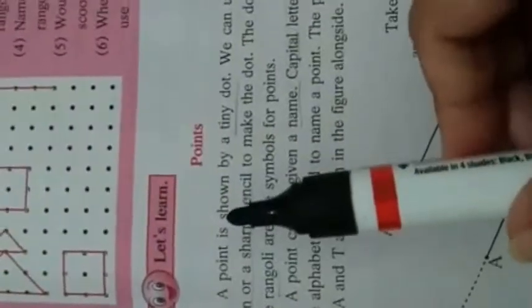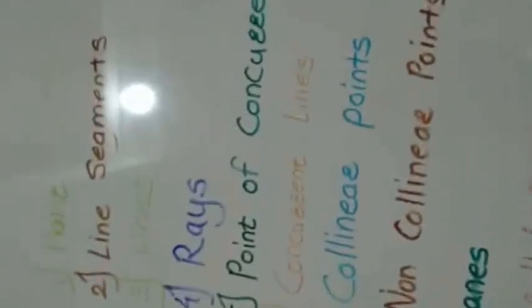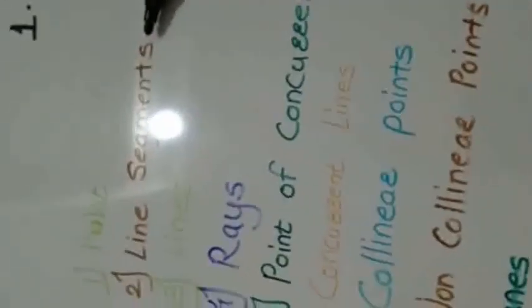Okay. Now, one more time we will revise the concept. A point is shown by a tiny dot. We can use any instrument like a pencil or a marker to draw this. It is denoted with capital letters. Now we will move to the next topic, that is line segment.